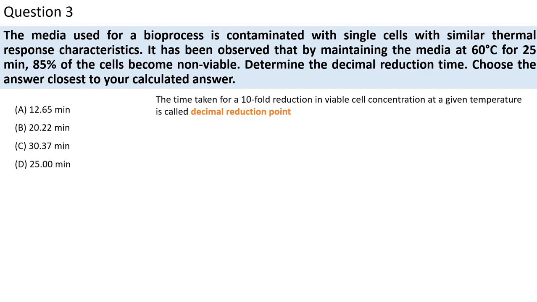So for whatever is being asked, we will just find out the decimal reduction point. We know the formula for decimal reduction point: D is equal to 2.303 divided by Kd. Kd is nothing but the thermal death rate constant, right? We don't know the thermal death rate constant either, and we have to find the decimal reduction point, that is D. So first we have to find Kd, right?